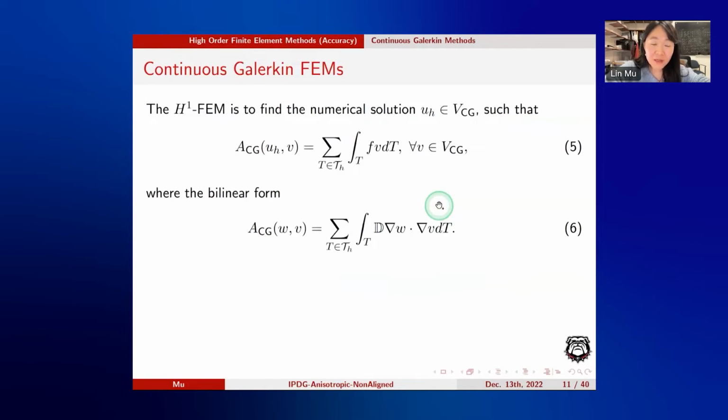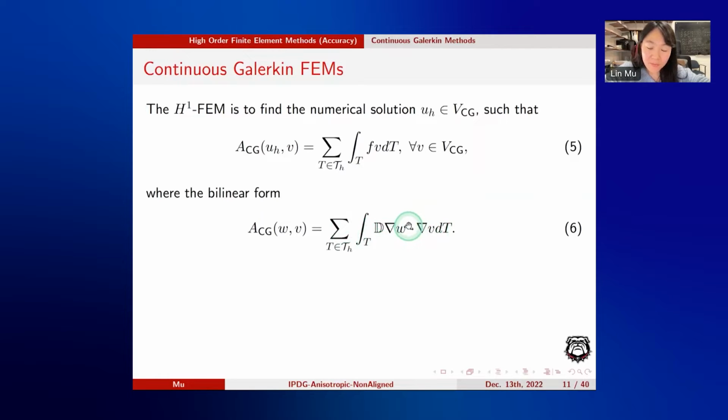Okay, for the CG method, we are going to solve for the numerical solution belonging to the CG finite element space such that equation number 5 is satisfied. And A_CG will be a bilinear form defined by equation number 6. As we can see here, the bilinear form is very simple. It's almost similar to the weak formulation of the original problem.